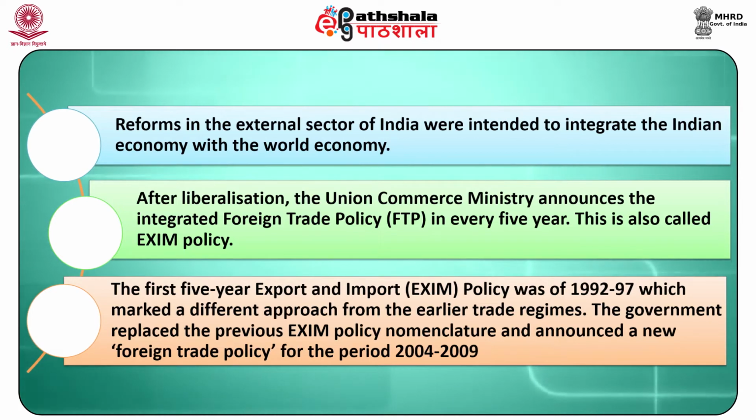The Abid Hussain Committee on Trade Policies in the year 1984 recommended the institution of a stable medium-term trade policy. In line with this recommendation, the government started announcing its trade policy covering the 3-year period. The first policy under the 3-year period was of 1985 to 1988. After liberalization, the Union Commerce Ministry announced the integrated foreign trade policy every 5 years. This is also called the EXIM policy. This policy is updated every year with some modification in new schemes. The FTP frames rules and regulations for exports and imports of the country.